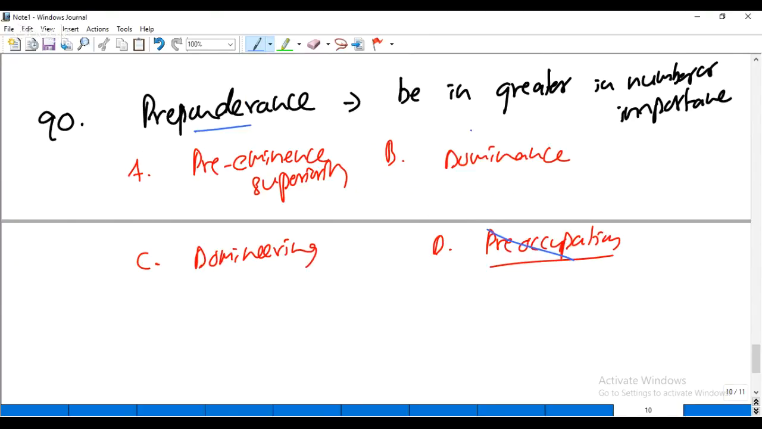So preponderance means to be greater in number or importance. So automatically they will dominate, right? So here in the meaning of dominate we have got two words. One is dominance and the other is domineering. But the word is a noun, hence we need to give importance to option B as dominance is a noun.